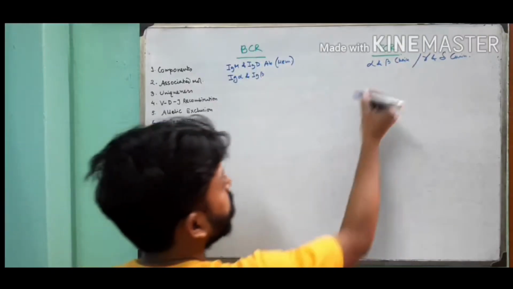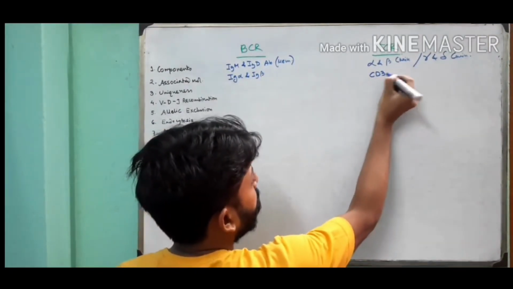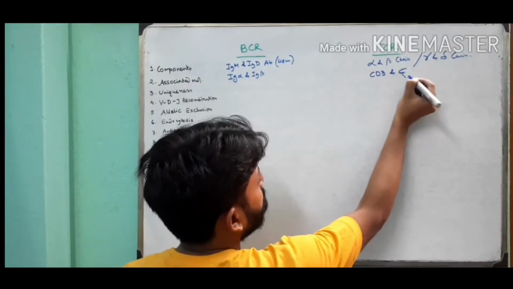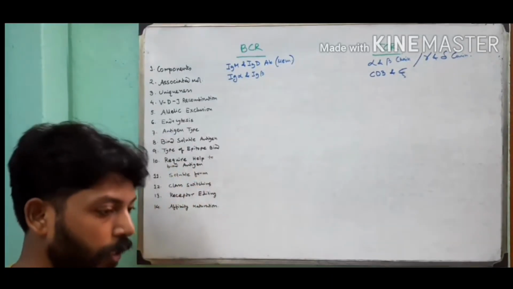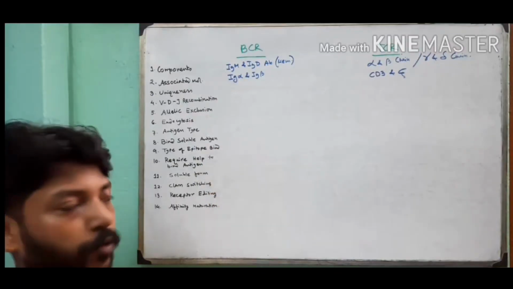For T cell receptor, the associated signaling molecule is called CD3 and zeta. So these two molecules actually perform the signaling process.